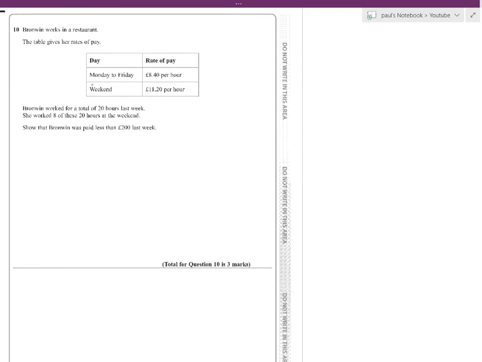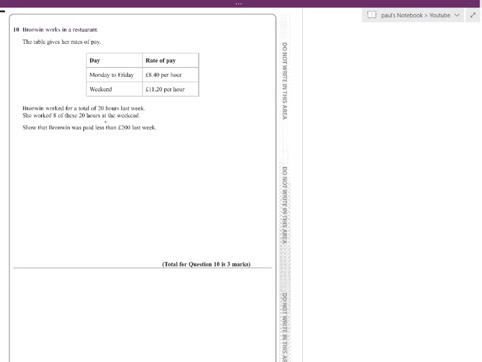Oh, right. Bronwyn works in a restaurant. The table gives her rates of pay. Bronwyn worked 20 hours last week. She worked 8 of those 20 hours at the weekend. Show that Bronwyn was paid less than £200.